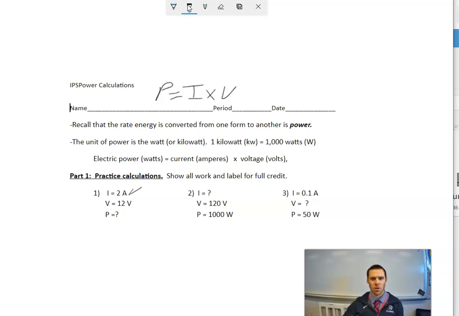For the first one, I'm given current, so I have I. I'm given voltage V, 12 times 2. I need to solve for power, which is 24. Last step here is just to label my units, and power is in watts, so I'm just going to label a capital W for watts.